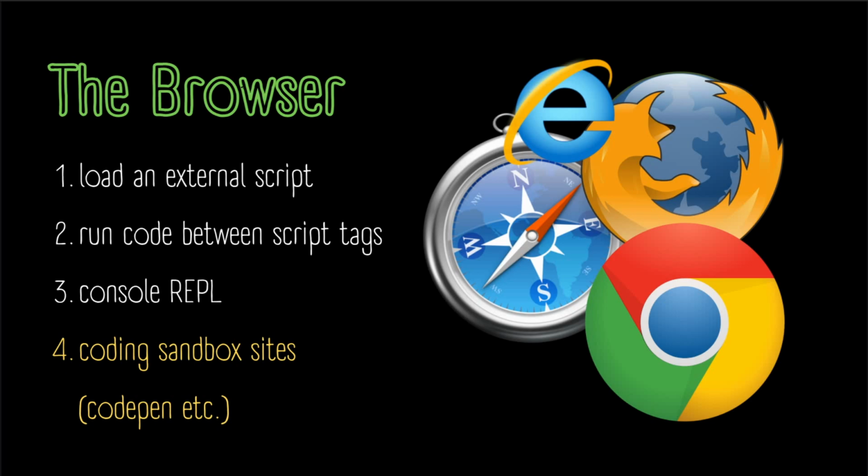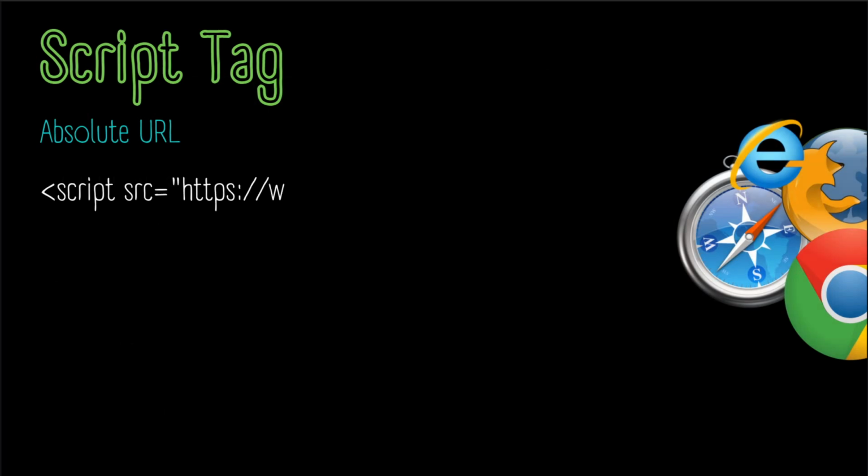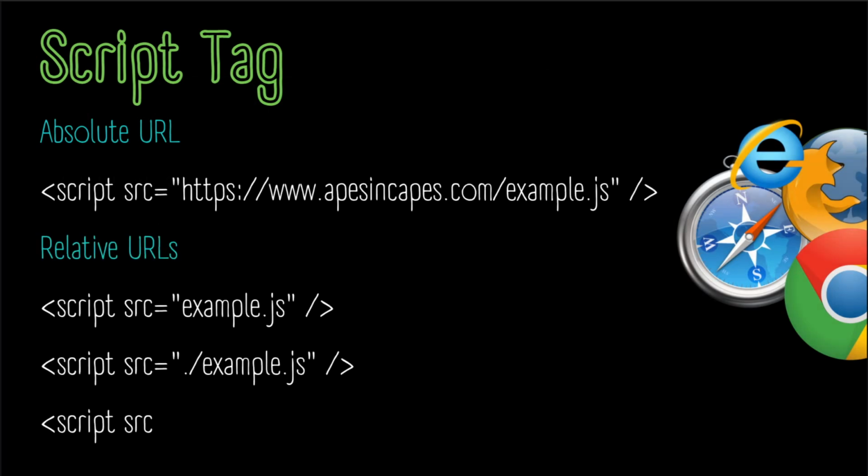Let's look at loading a JavaScript file using the script tag. So firstly, you can load a JavaScript file using the script tag. Here are some examples that all load a file named example.js. The source attribute is set to the location of the file to load. It can be an absolute URL, for example, a website from a different host, or it can be a relative URL, a file from some directory on the server where the website was loaded from.